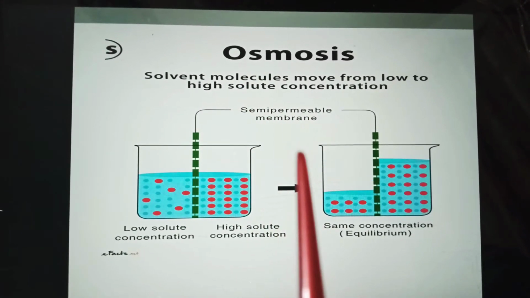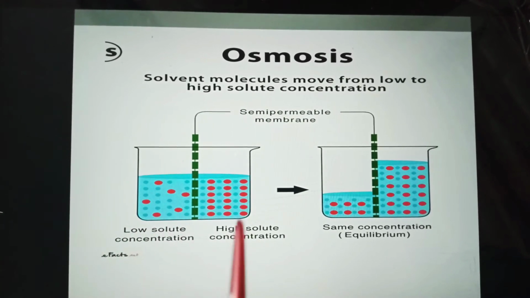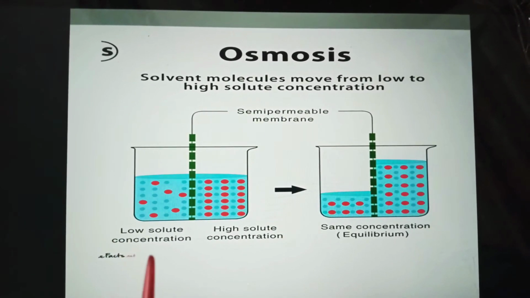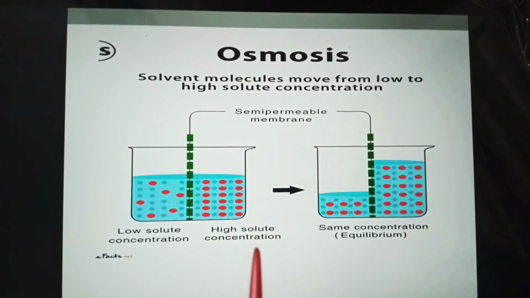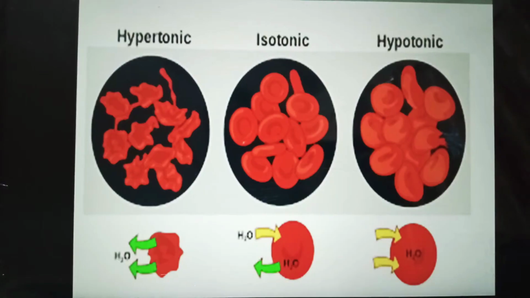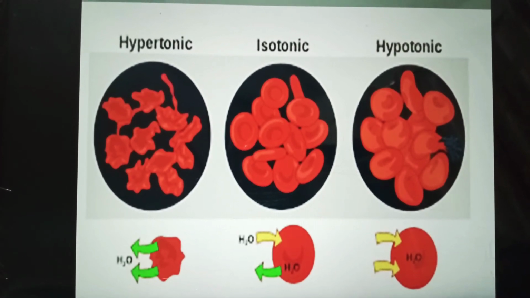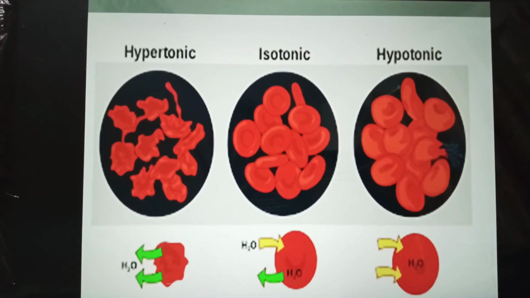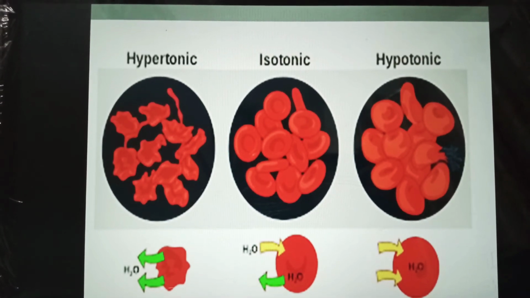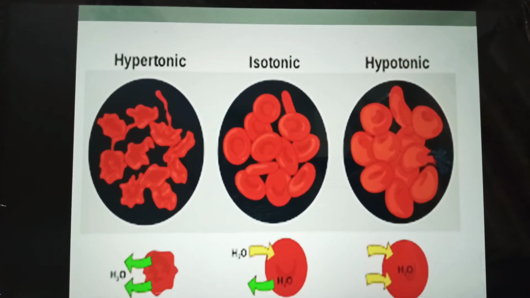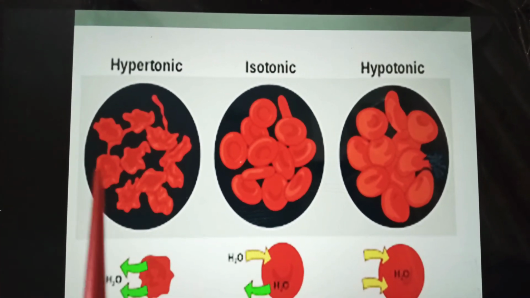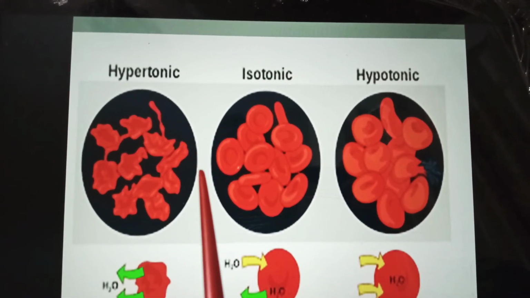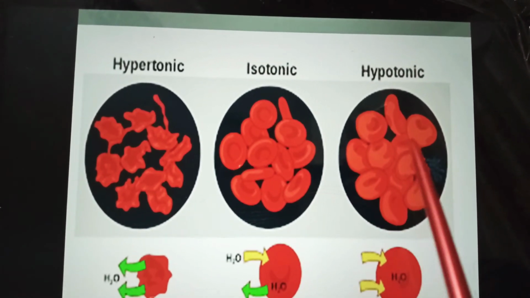The next one is osmosis, which is the movement of water across a semi-permeable membrane from a solution of lesser solute concentration to a solution of higher solute concentration. The rules of osmosis can be best understood through the concept of tonicity of a solution. The term tonicity refers to the relative concentration of solutes in the solutions being compared. A hypertonic solution has relatively more solute. An isotonic solution has equal concentration of solutes, and a hypotonic solution has relatively less solute.